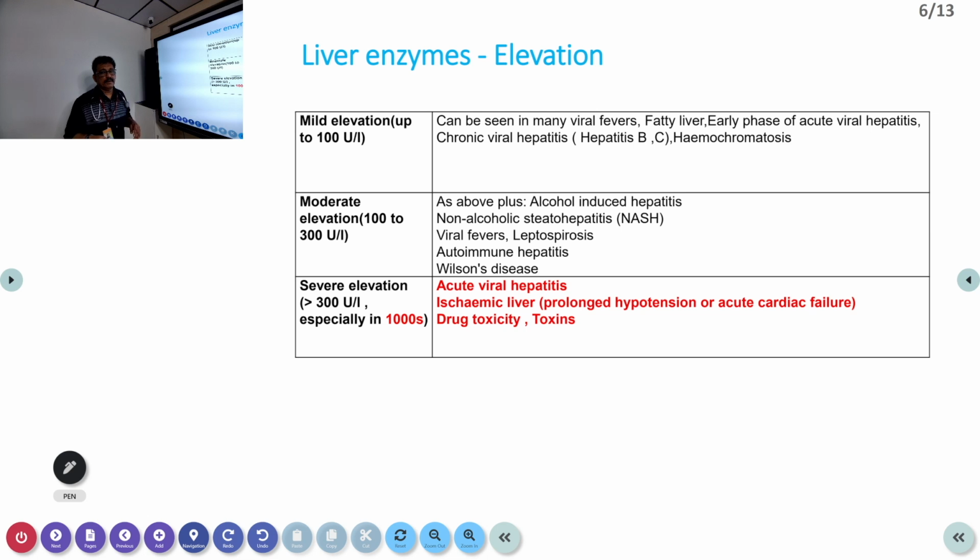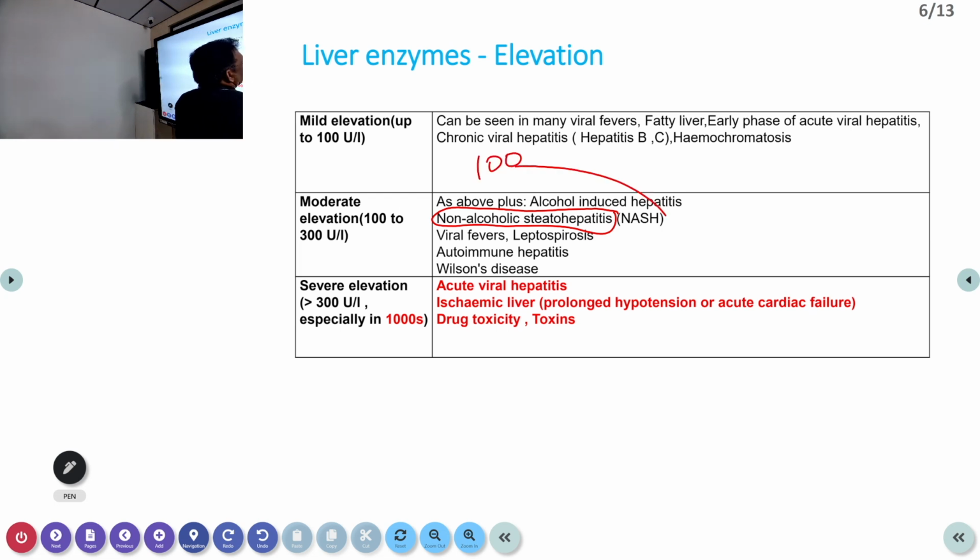It can be like the initial phase of hepatitis, you can see SGOT, SGPT will be only hundreds. So you should not stop it there, you have to follow up the patient. Whereas in fatty liver, most of the time we can see it in hundreds. Moderate elevation, again fatty liver, once the patient is developing non-alcoholic steatohepatitis or NASH, this 100 may progress. So 100 may progress to 500, 600 like that.